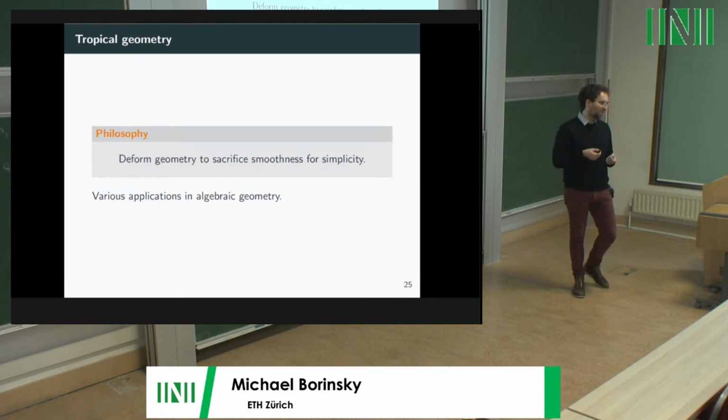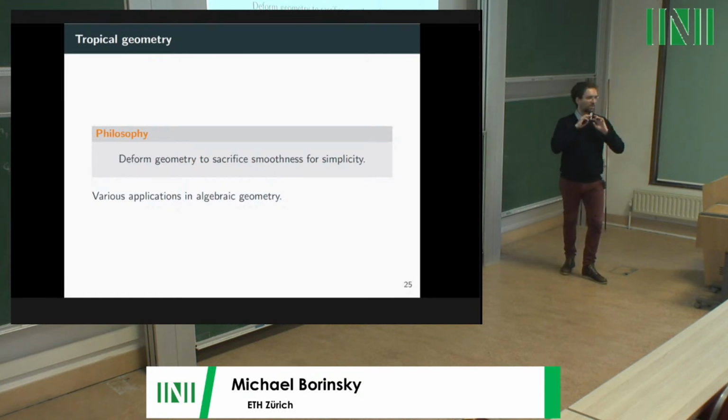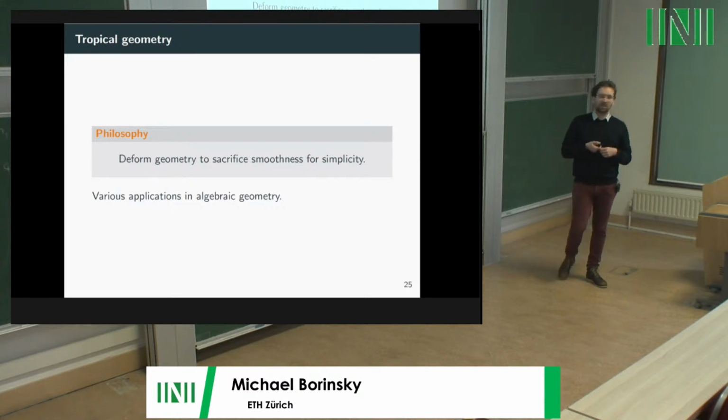So the motive behind it is always that we take some geometry that is complicated, and we simplify it by sacrificing smoothness for simplicity. So we give up smoothness in the hope of getting more simplicity. And this approach has various applications, and very fruitful applications, in algebraic geometry too.